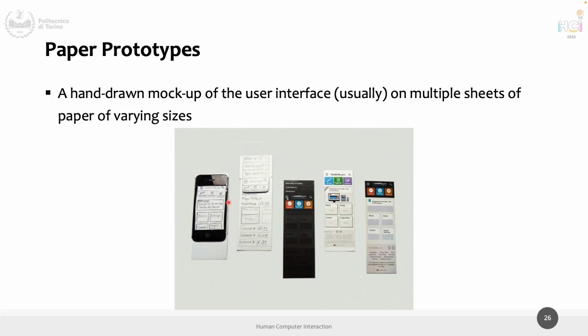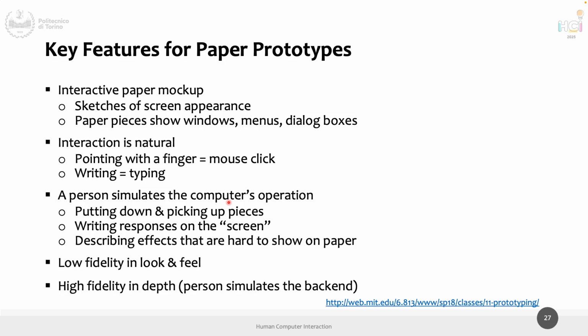A paper prototype is a hand-drawn mock-up of the user interface on multiple pieces of paper of varying size to represent a user interface. The key feature of a paper prototype is that it has to be interactive. So you have sketches of the screen appearance, where each piece of paper could be the full screen, just a dialog box, or a menu, and you can move it on top of the larger page, all on paper.